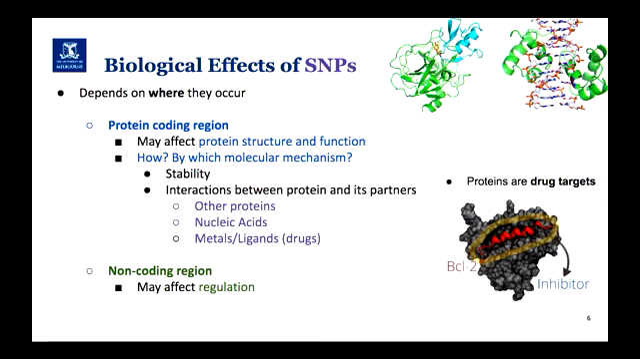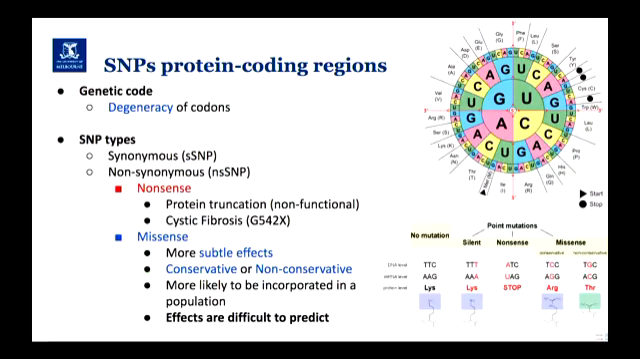When we do have a polymorphism in a protein coding region, we might ask the question, is this mutation pathogenic? Or we can ask, okay, it's pathogenic, but by which molecular mechanism? Is it affecting protein stability? Is it affecting interactions between the protein and its partners? This particular type of mutation in protein coding regions is important because proteins not only orchestrate the molecular machinery in the cell, but are also important drug targets. So understanding how mutations affect proteins, protein structures, and protein functions is extremely important.